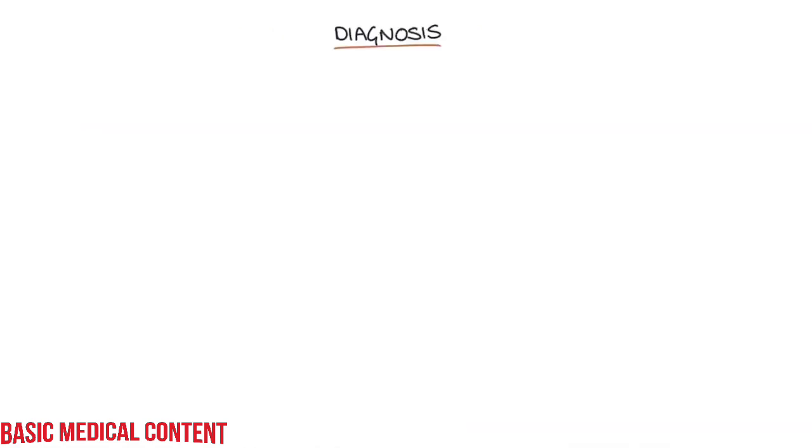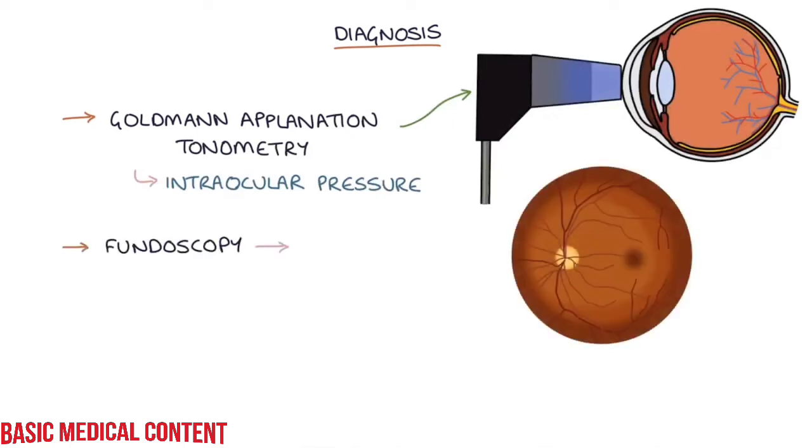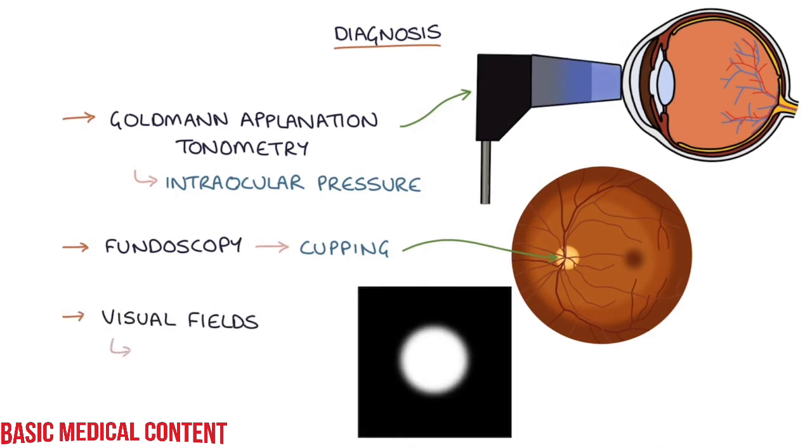So how do we make a diagnosis of glaucoma? Well, firstly, using Goldmann applanation tonometry, which can be used to check the intraocular pressure. Fundoscopy is used to assess the optic disc for cupping and also for optic nerve health. Visual field assessment is important to check for peripheral vision loss, and all three of these will be useful for making the diagnosis. So how do we manage open-angle glaucoma?